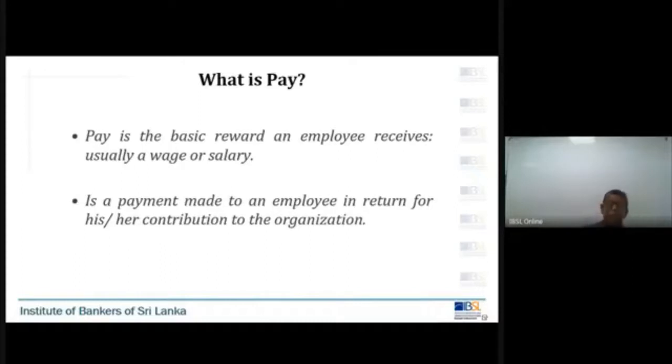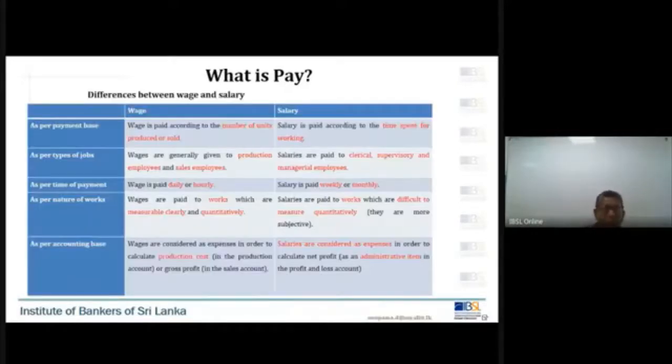So what is the difference between a wage and a salary? People may confuse them. Wage or salary, both are pay. Some people are getting a wage, some people are getting a salary. So what is the difference between these two? Just for your understanding only, I show a slide here. A wage is usually paid according to the number of units, right? And a salary is usually given for time spent working.